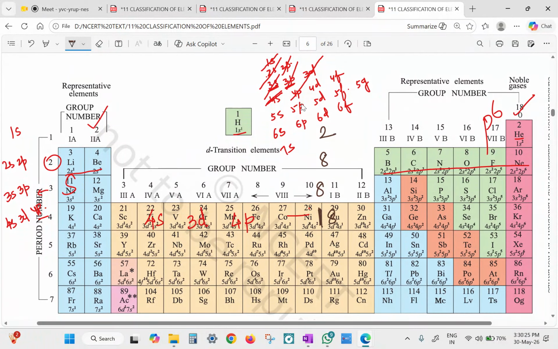Okay, next. Now again I start with 5s. Where should I end? I should end at 5p, right? It starts at s and ends at p. So to come to 5p, again I have to penetrate the 4d, right? So can we say this is 5s, then this is 4d and this is 5p, then again 18 elements. Understood? Now again I'm going to start with 6s. If I start with 6s, where should I stop now?